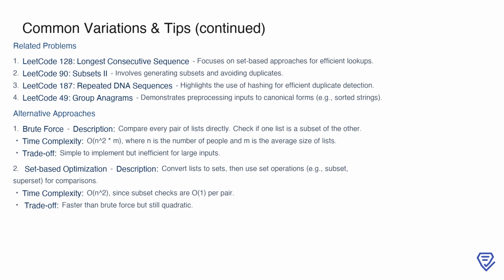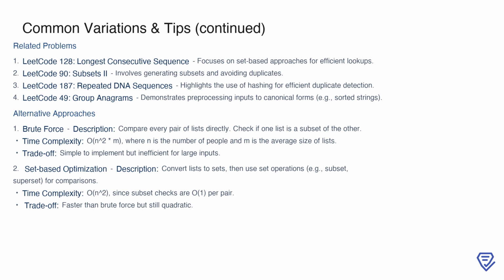LeetCode 187, repeated DNA sequences, demonstrates the power of hashing for detecting duplicates efficiently. And finally, LeetCode 49, group anagrams, highlights the importance of pre-processing data into a canonical form, such as sorting strings, to simplify comparisons. Now, discussing alternative approaches, a brute force method involves directly comparing every pair of lists to check if one is a subset of the other.